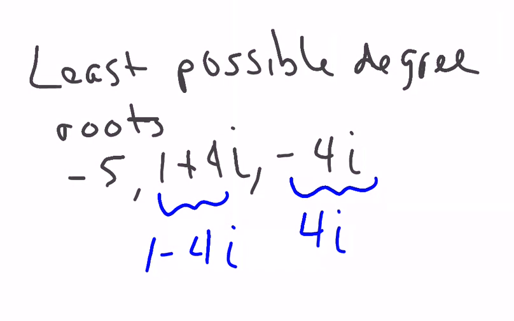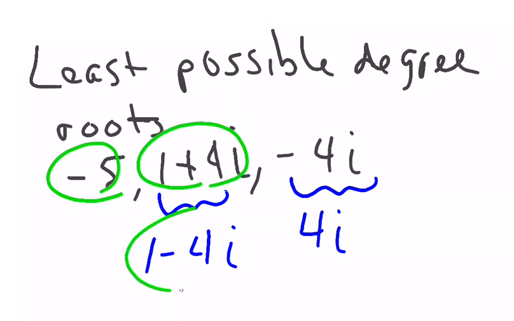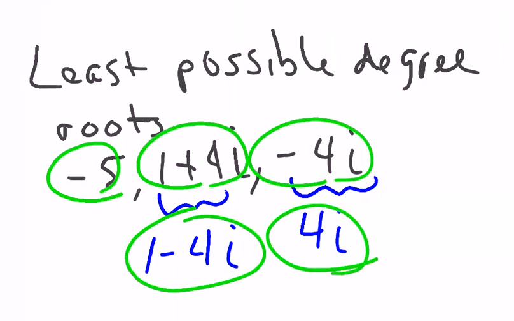So now what I need to realize is that the degree of the polynomial matches how many roots we have. So we have 1, 2, 3, 4, 5. So the degree of the polynomial needs to be 5.